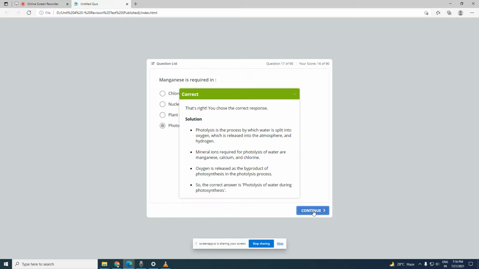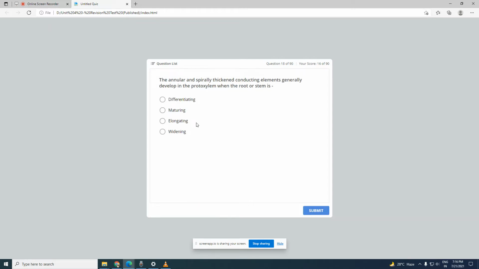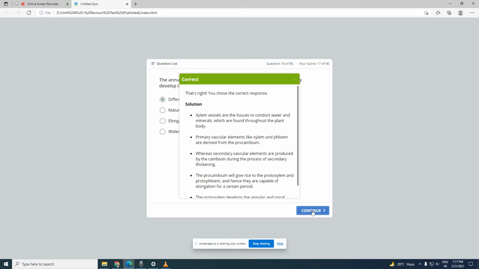Question number 18 is: the annular and spirally thickened conducting elements generally develop in the protoxylem when the root or stem is differentiating, maturing, elongating, widening. I think this question is repeated. Let me check, because the answer is differentiating. Let's go to the next question.